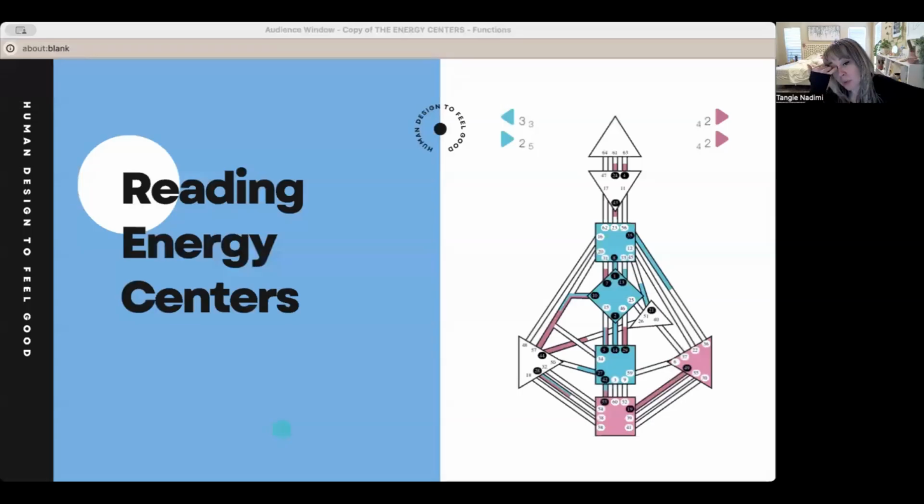So this first one we're going to look at, we have 5 of the 9 energy centers defined. We have 3 that are undefined, and then we have 1 fully open center. So we've got definition here in a single definition. All of these energy centers are talking to each other in a continuous flow. We have an undefined ego center, an undefined spleen, an undefined ajna, and a fully open crown.